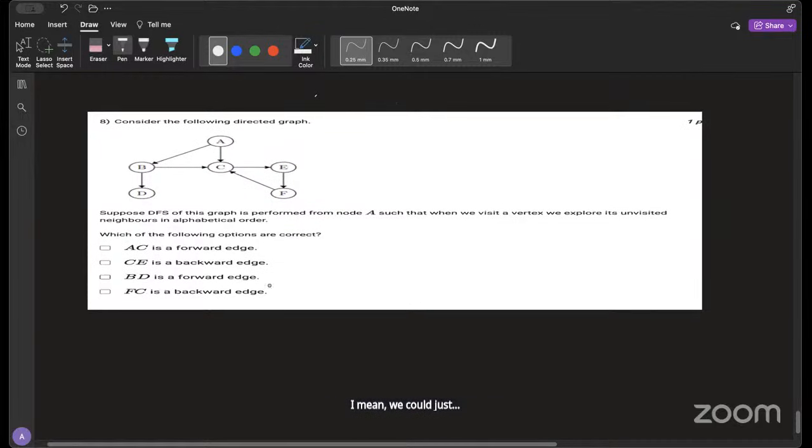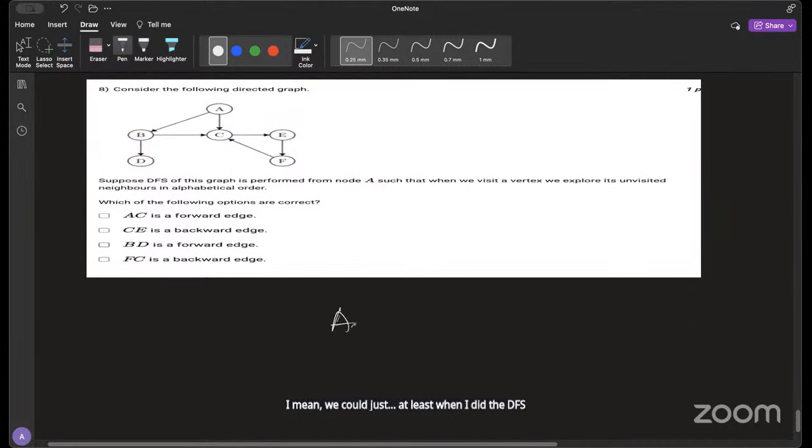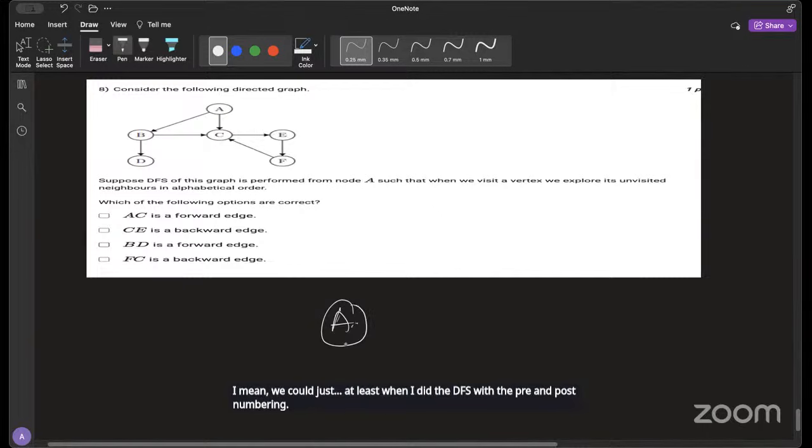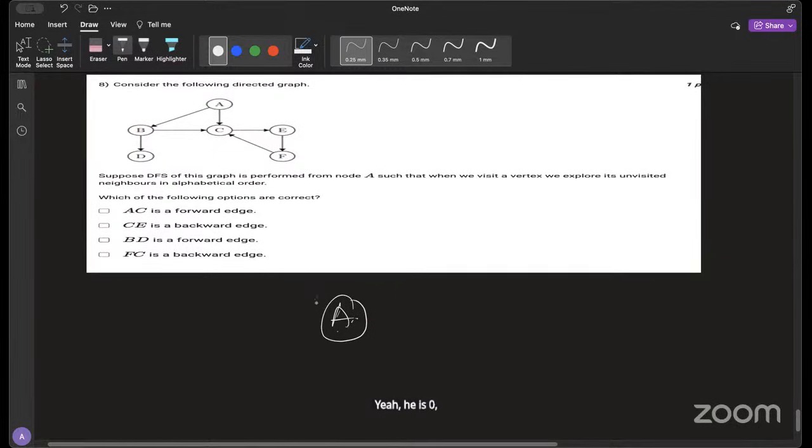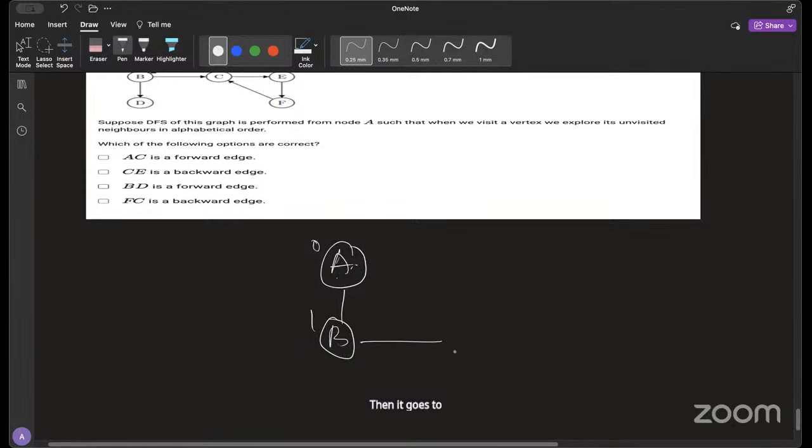At least when I did the DFS with the pre and post numbering, yeah. You don't need pre and post. Okay, you were trying to go by the actual formal definition. Okay, let's do it that way. You started with A, then A is 0, then it goes to B with 1. Then it goes to D.